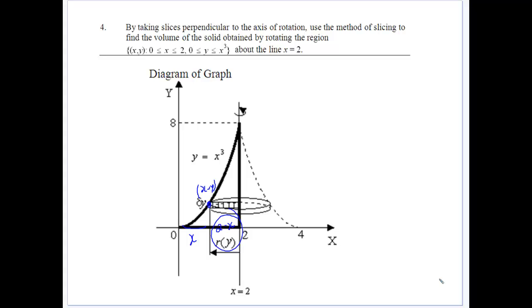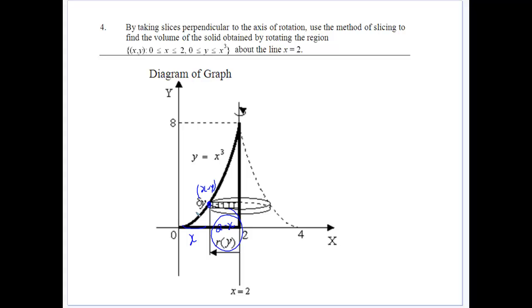Now, in this problem, what we've got is our curve, which is y is equal to x cubed. We're rotating around the line y is equal to x minus 2. X is equal to 2, sorry. So, again, our thickness is going to be delta y, because we're rotating around that line.